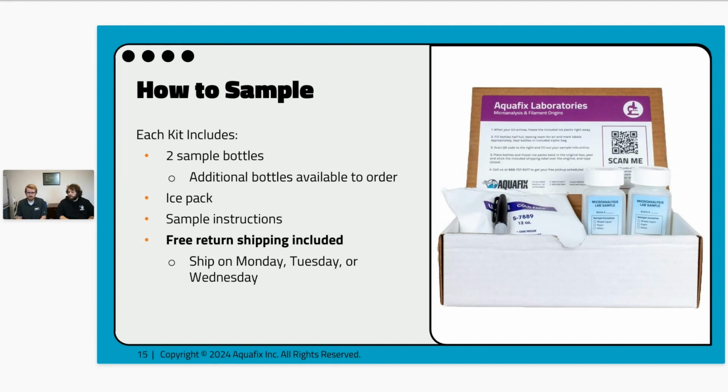So some of the other nice things: free shipping for returns, overnighted, and then we'll ship it Monday, Tuesday, and Wednesday. So then the lab gets a fresh sample, can look at it, and get you results usually by the end of the week. So that's what that would include. And then also on the box, you have your sample instructions, as you can see, just to give you a real basic overview of how to sample, where to sample, and the location of sampling as well.